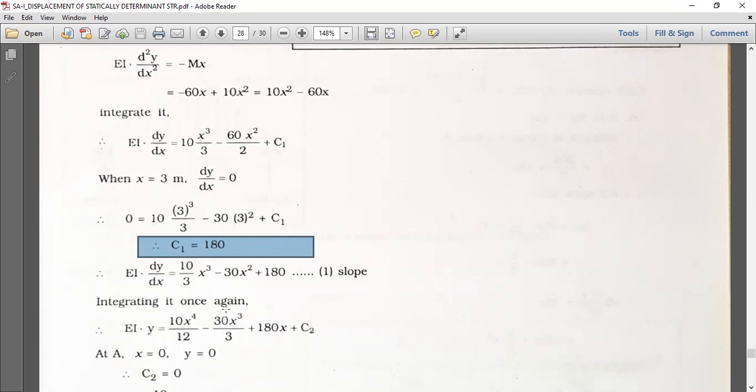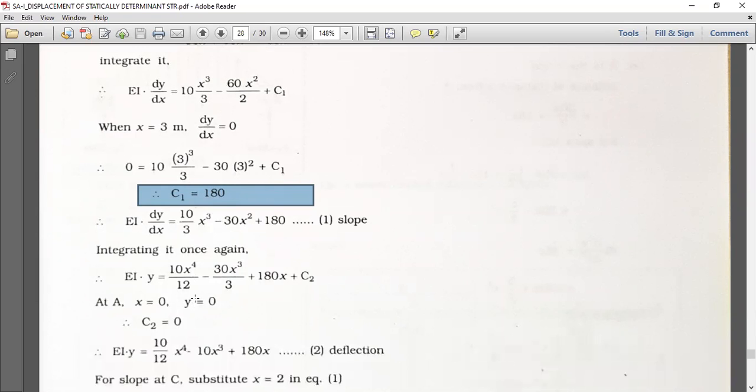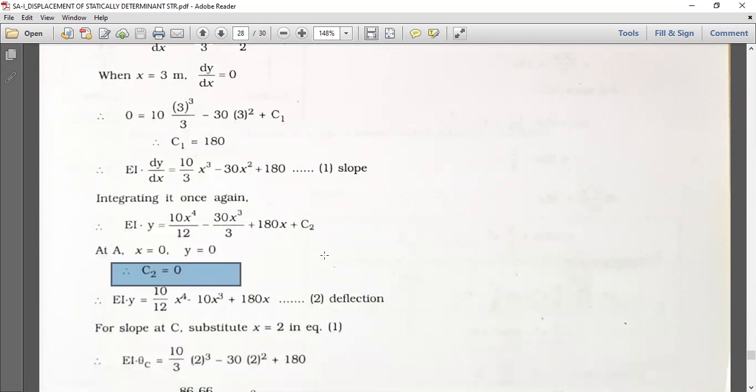the equation of slope. Integrate it again. EI y is equal to 10x raised to 4 by 12 minus 13x cube divided by 3 plus 180x plus C2. At A, x is equal to 0 and y is equal to 0, so C2 is equal to 0. Now EI into y is equal to, put the value of C2. The rest of the things are similar. C2 is neglected because it is 0. That is the equation of deflection.